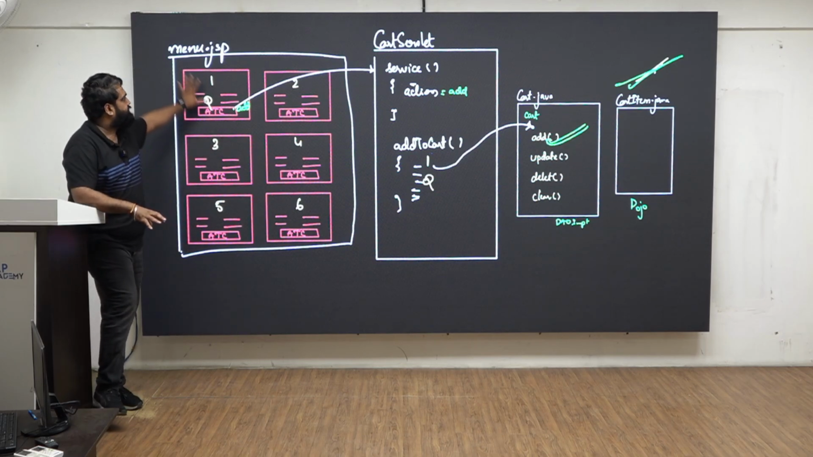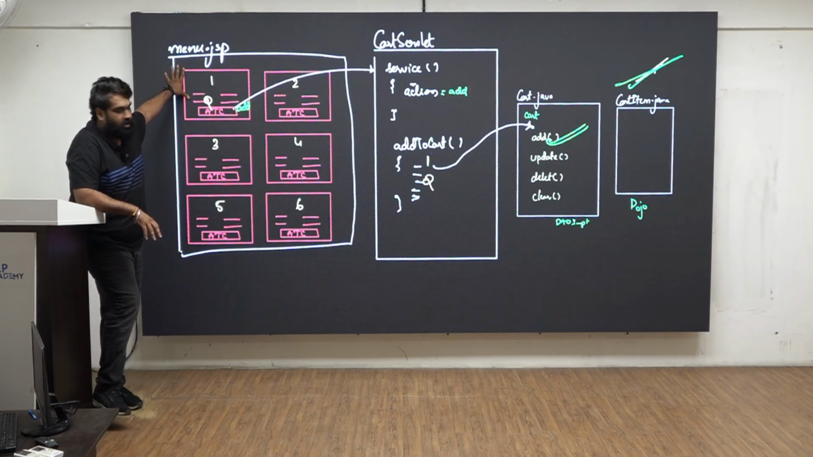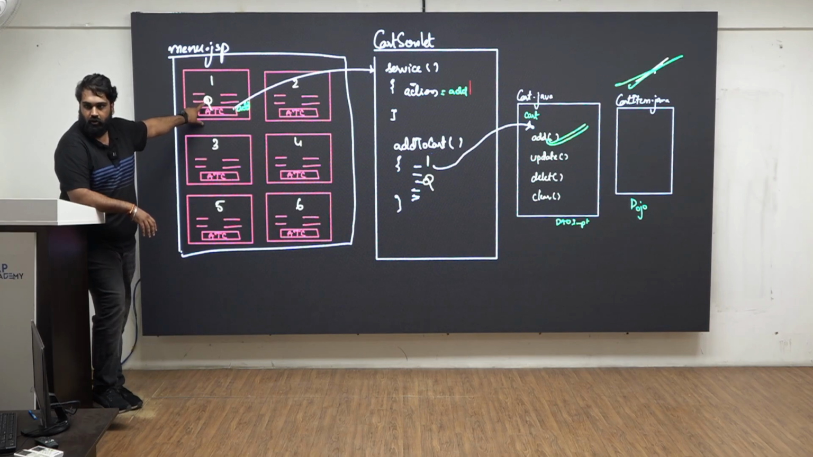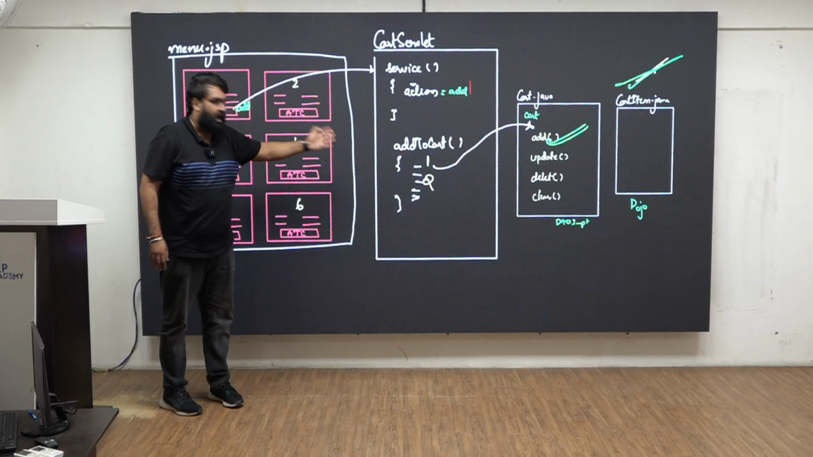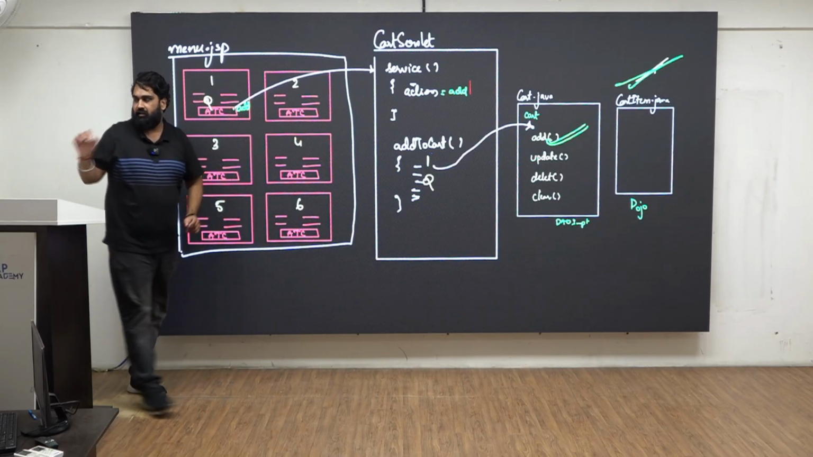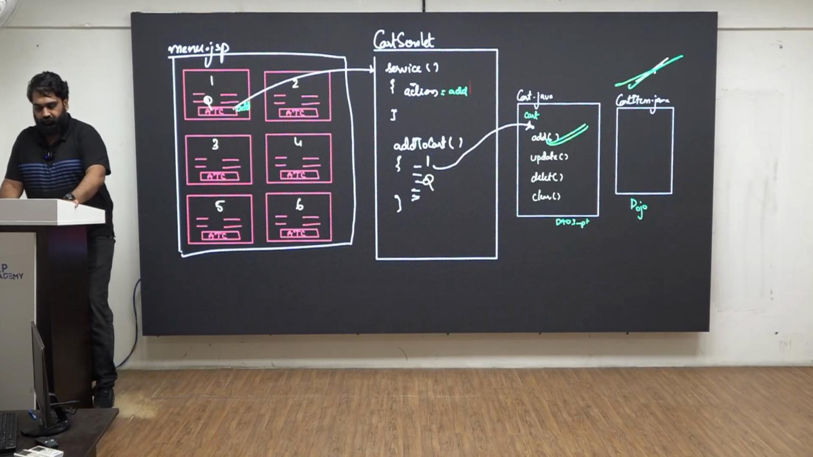So the code now is with respect to menu.jsp, how I will add a quantity and add to cart. Then how I will call the cart servlet add to cart method. Right? I'll just show you those files, maybe menu.jsp and, just give me a minute. But I hope you are able to understand this. Any confusion till here?